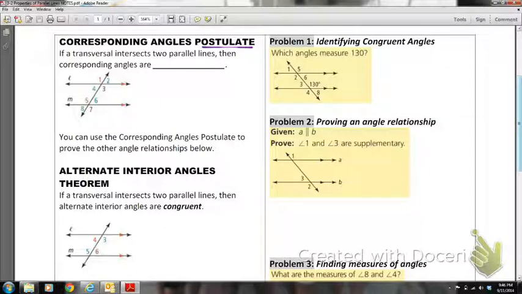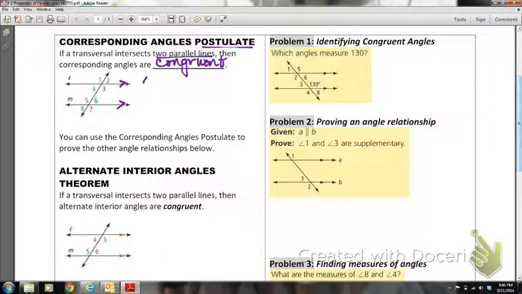If a transversal intersects two parallel lines, then corresponding angles are going to be congruent. Note that this is only true if the two lines that the transversal intersects are parallel, and that's indicated by the parallel markings on lines L and M in the diagram. So in this diagram, look at all of your pairs of corresponding angles.